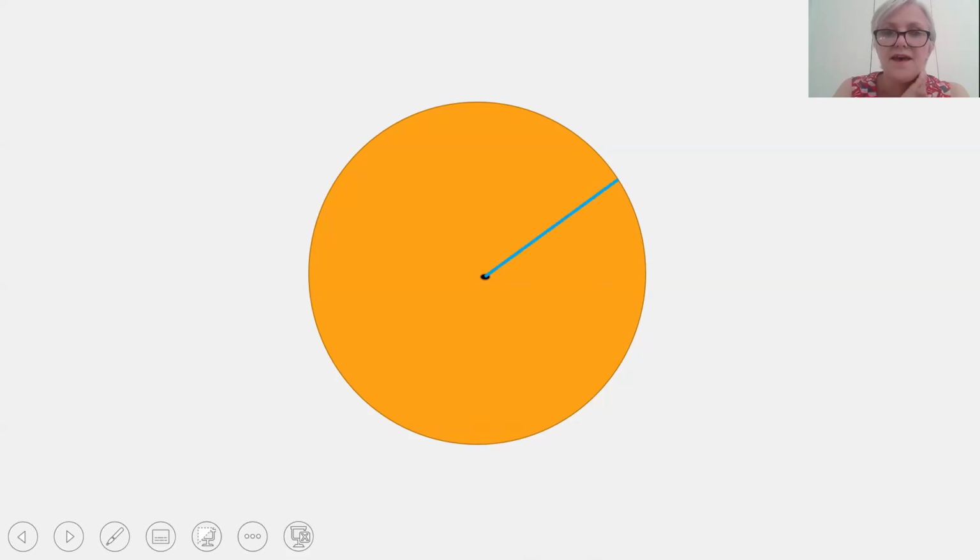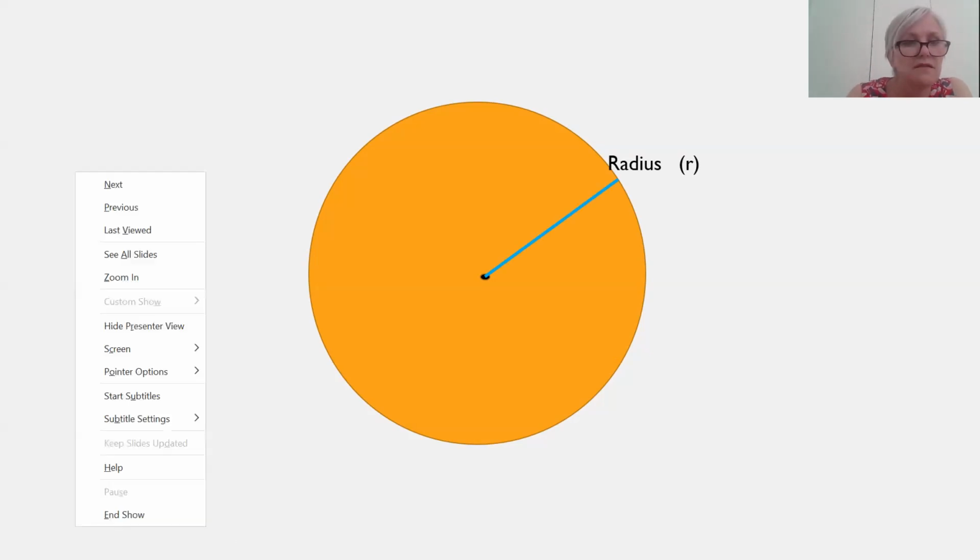And that line there is half of the width, half of the length from the fixed point in the middle to the outside of the circle. And that is called the radius. Okay, so that's the radius of the circle. And the radius just goes halfway from the fixed point in the center of the circle to the outer edge of the circle. That's the radius.